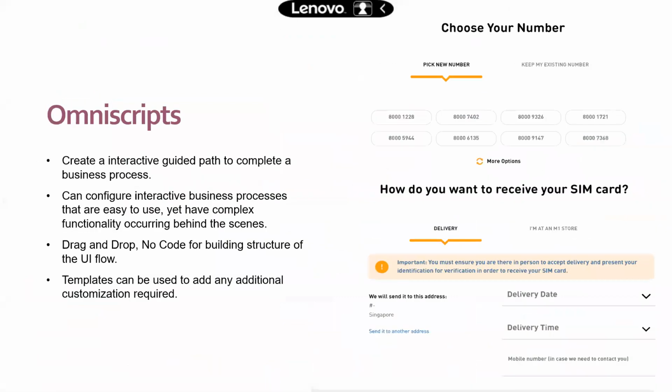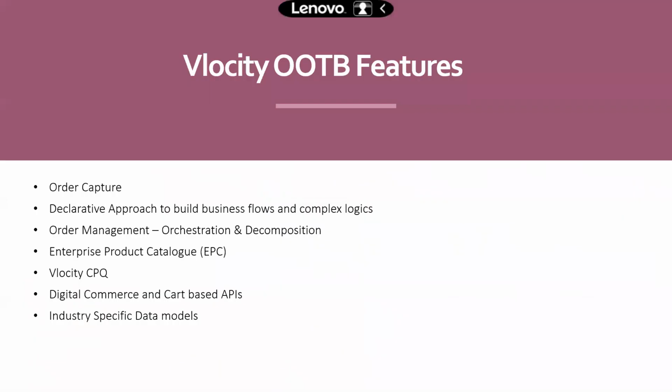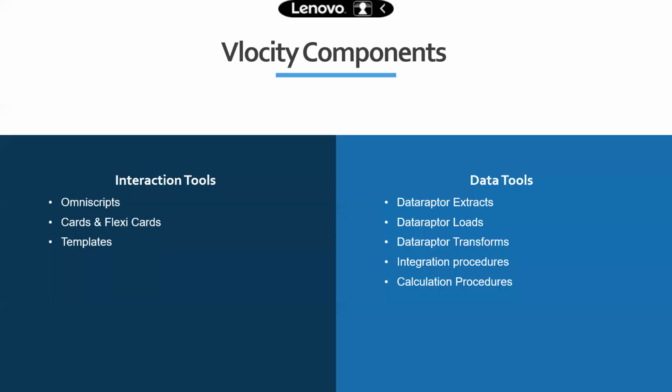Yeah, that's about Velocity. In our training, we are going to cover all these scenarios: order capture, order management, EPC, CPQ, and we'll try to cover these DC and cart-based APIs as well. When we actually start, we start working on a practical example and work with all the available components provided by Velocity one by one. And yeah, we'll try to build certain pages and see how it goes.